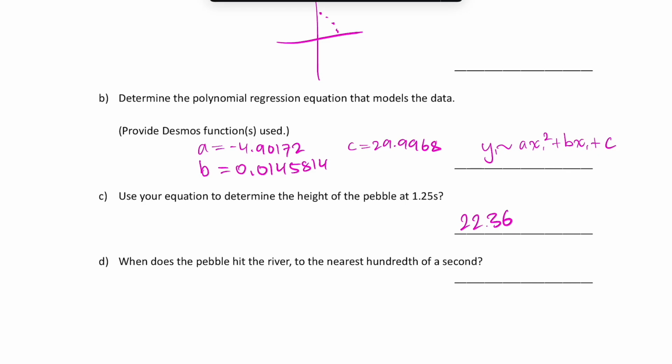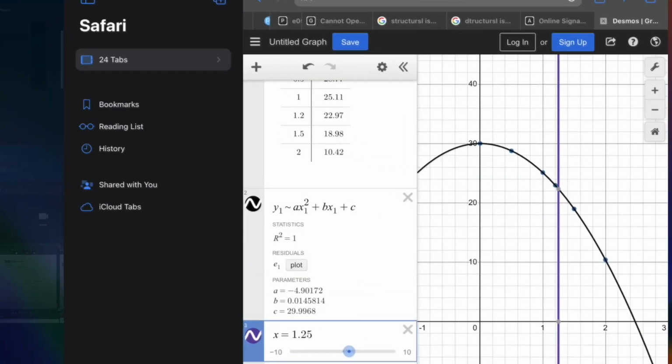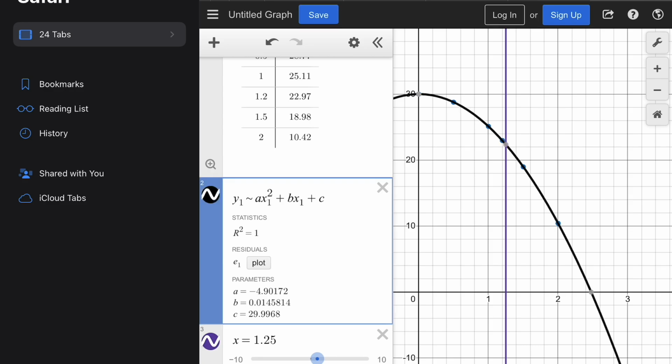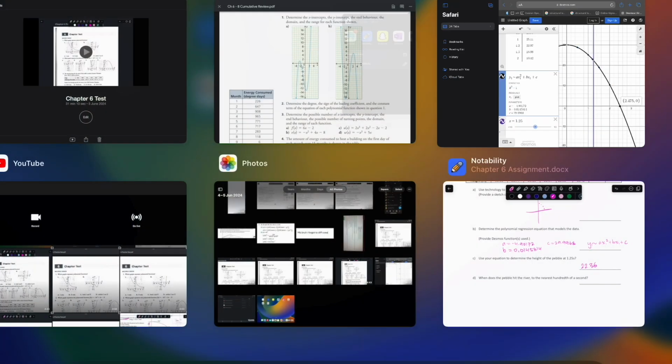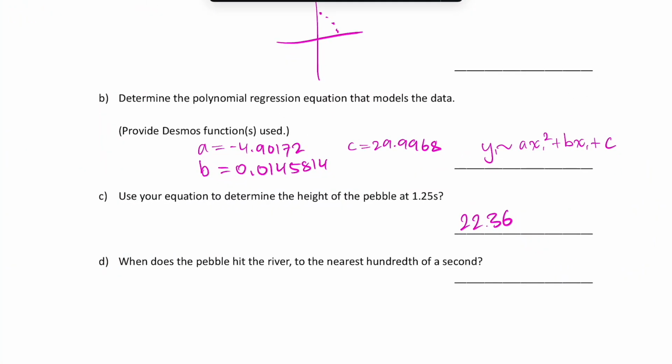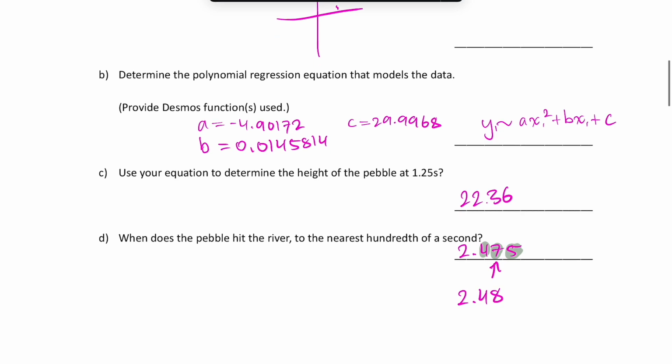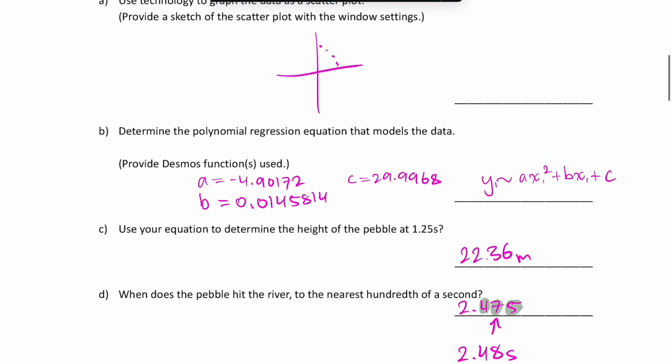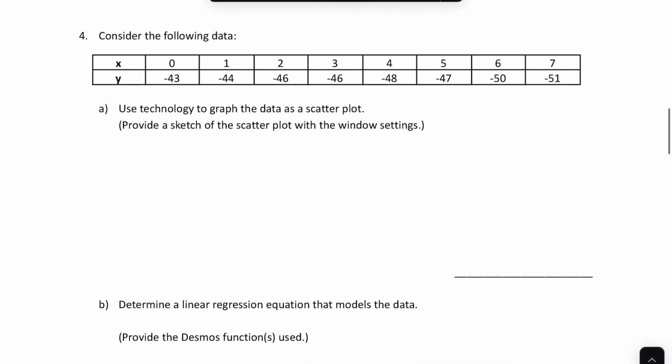And then D, when does the pebble hit the river? Okay, so we're trying to figure out when y becomes 0, because that's when the pebble hits the river. So down here, that point, 2.475, and it says the nearest hundredth of a second. So we'll just put this down first. Oh, that was a weird 5. Okay, so this is tenths, this is hundredths, this is thousandths. So they want it in this spot here. So we round up 2.48 seconds. Too easy. Oh, and this has to be meters. Okay, nice. Now we move on.